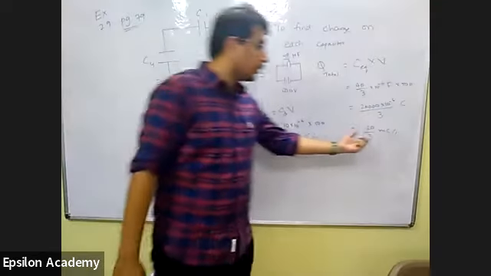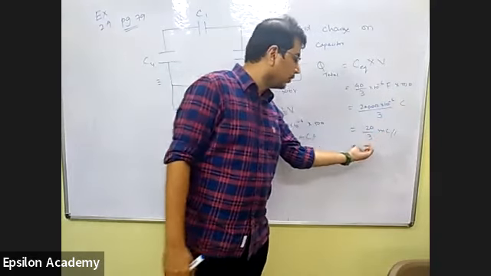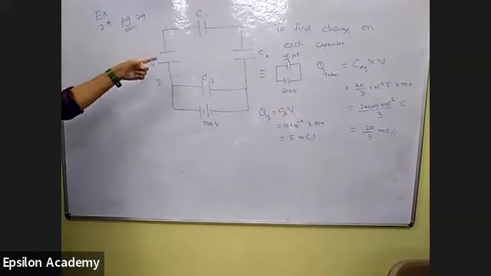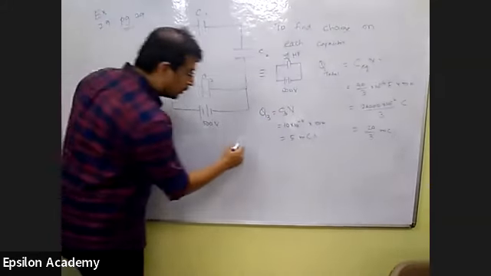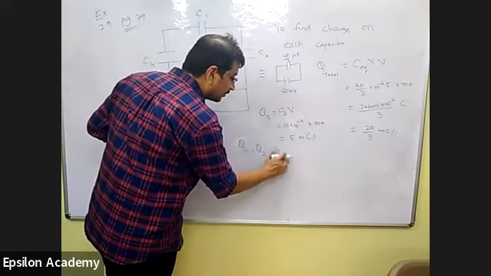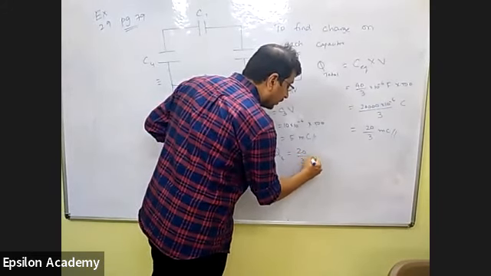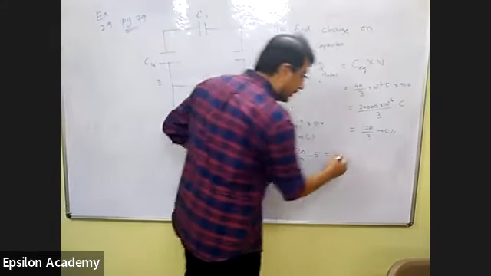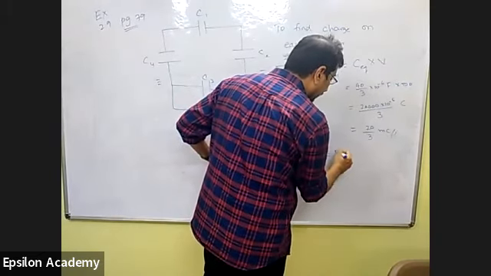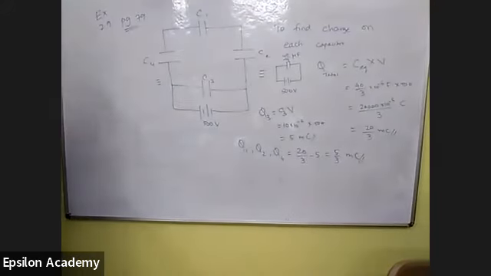So out of the 20 by 3 millicoulomb, that is 6 point something, 5 is going to C3 and the remaining will go to C1, C2 and C4. So Q1, Q2 and Q4 is equal to how much, guys? 20 by 3 minus 5. That is going to be 5 by 3 millicoulomb. Correct? So that's the answer.